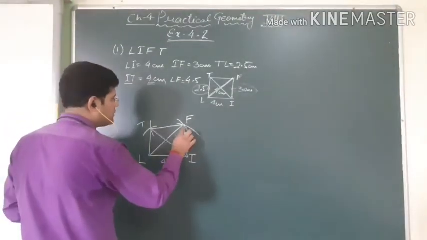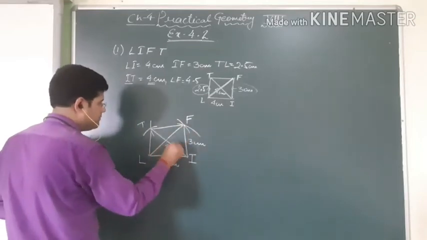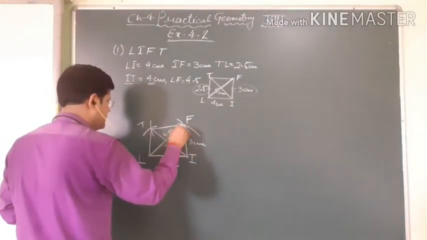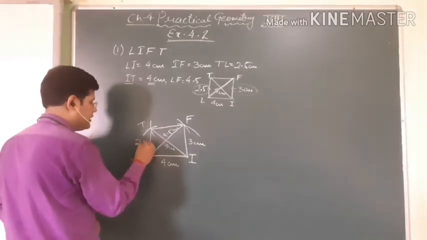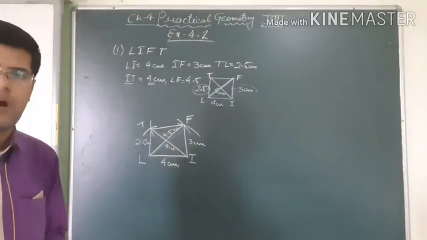Now mention all the things. 3 cm here, here 4 cm. This one is 4.5 cm. This one is 2.5 cm. So like this you can make your quadrilateral.